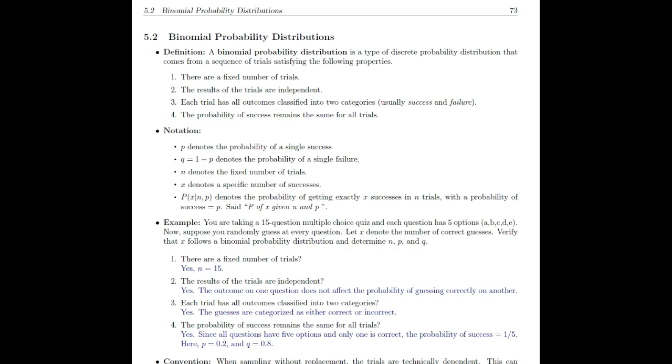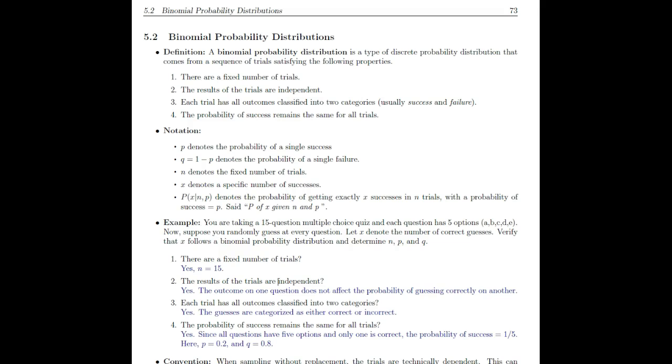The third thing is that each trial has all outcomes that can be classified into two categories, usually success or failure. Sometimes you may be doing a trial that has multiple options, but you can categorize multiple of them as failures, and one of them you might consider a success. For example, with multiple choice questions on a test, there may be 5 choices, but only one would be considered a success and the other 4 would all be considered failures, the success being the one correct answer and the failures being the 4 incorrect choices.